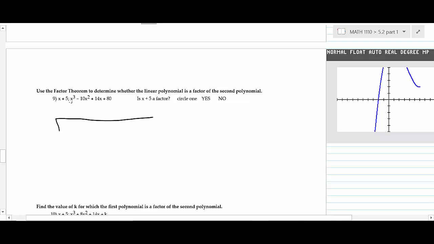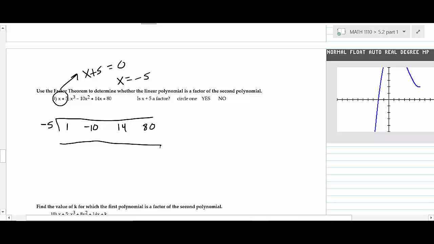Okay, so let's see. Everything's accounted for. You have 1, then you have negative 10, 14, and 80. Is anything missing? Any zeros needed? No. Okay, you have x plus 5. What are you going to use? Are you going to use 5 or negative 5? Negative 5. Okay, so we got x equals negative 5 like that. Now let's go ahead and start, and let's see what we come up with.